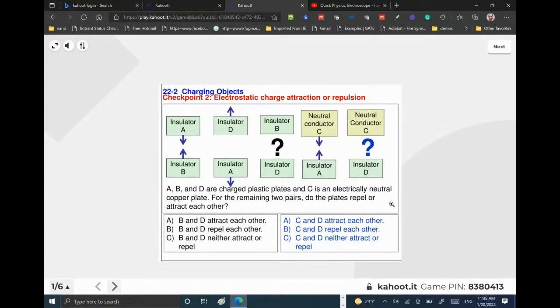So remember, the neutral conductor C is brought close to an insulator D, and we want to find out what will happen. Will it be attracted to it or will they repel? So think about it. I'll give you half a minute.